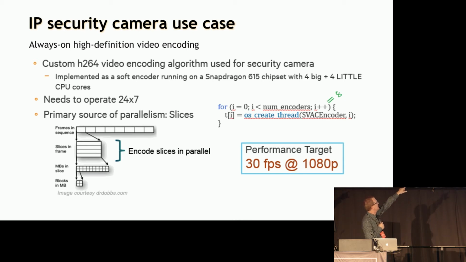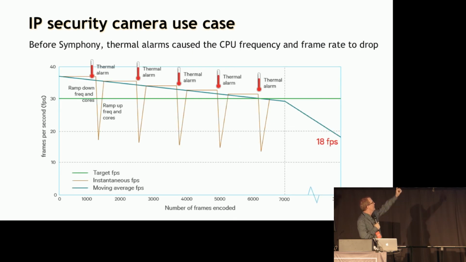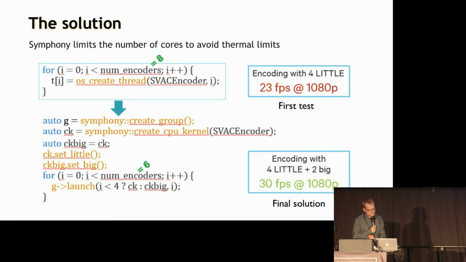To give you an example of this in action, this was a security camera that did software video encoding, and it used a mid-range chipset. And that chipset had 4 big and 4 little cores. They found that when they ran this application, fairly quickly they hit a thermal alarm because they were doing software encoding even though the chip supported hardware encoding. So it's less efficient. They were hitting a thermal limit, the processor frequency was dropping, and as a result the frame rate dropped. And the process continued until the frame rate was about 18 frames a second, which was unacceptable.